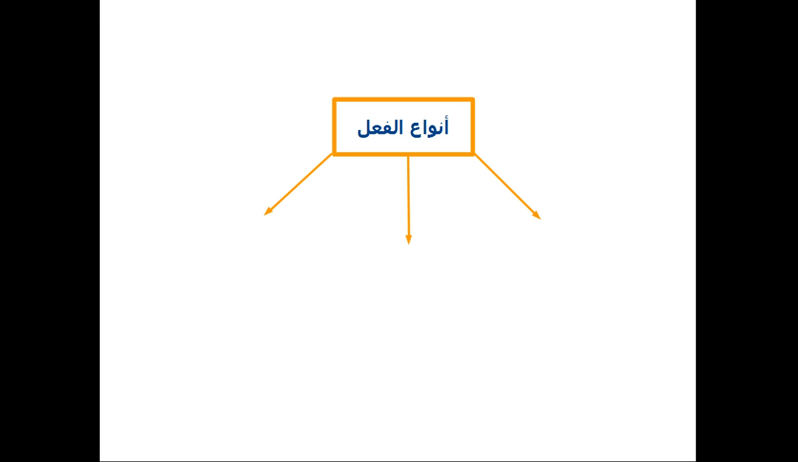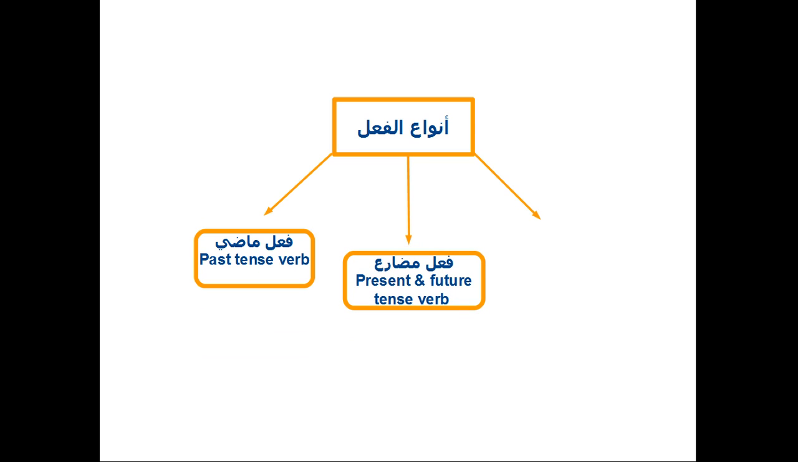Today I will be explaining how to conjugate verbs in the present tense. There are three types of verbs according to the tense. First one is فعل ماضي, past tense verb. Second one is فعل مضارع, which includes both present and future tense verbs. Third one is فعل أمر, which is imperative verb.